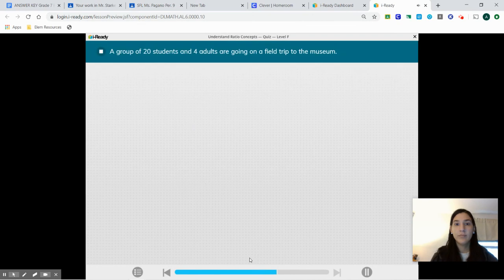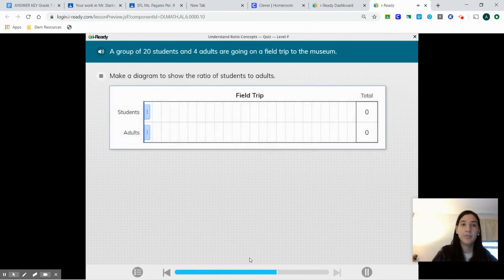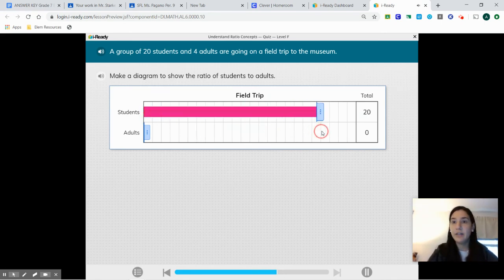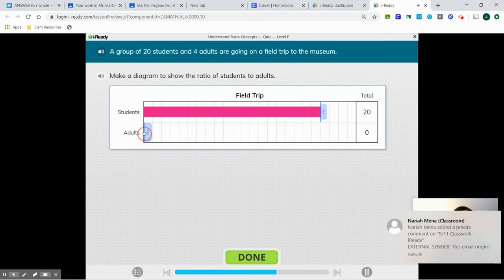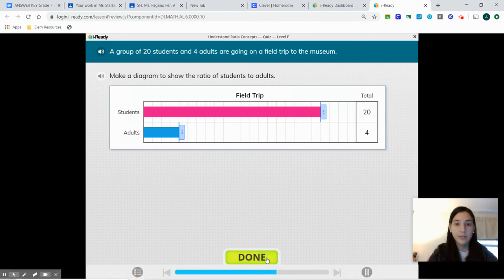A group of 20 students and 4 adults are going on a field trip to the museum. Make a diagram to show the ratio of students to adults. Okay, so right here it tells us we have 20 students, so we're going to drag this over till it gets to 20. And then we are going to drag this over till it gets to 4, like that. Okay, and we're done.